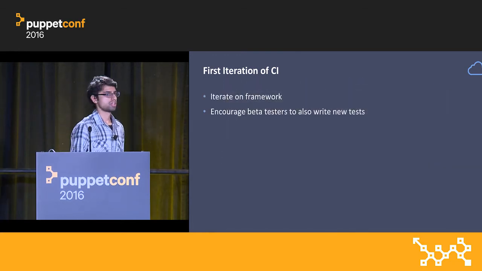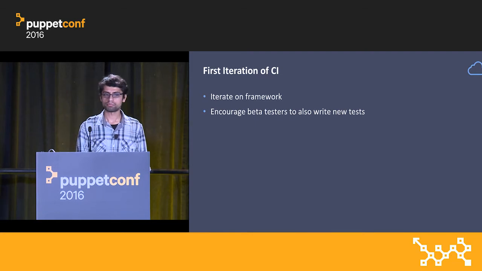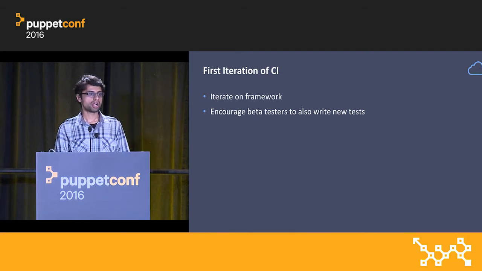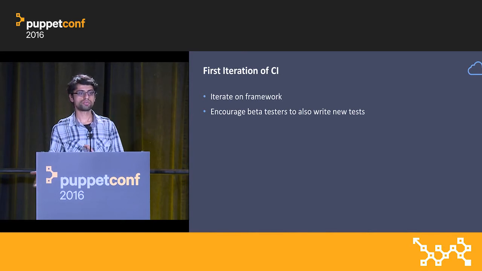This first iteration also allowed us to iterate on our framework and add more tests. We also wanted our Puppet task force or beta testers group to write new tests and to continue to evolve the framework.